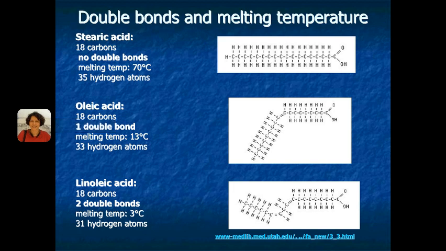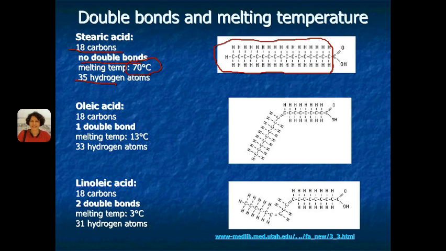Let's take a look first at stearic acid. Stearic acid with 18 carbons but no double bonds has a melting temperature of 70 degrees Celsius, so it is solid at room temperature. If you count the number of hydrogen atoms on the hydrocarbon portion of the chain, you will find it to be 35 hydrogen atoms. Notice that there aren't any double bonds between the carbons in that hydrocarbon skeleton.